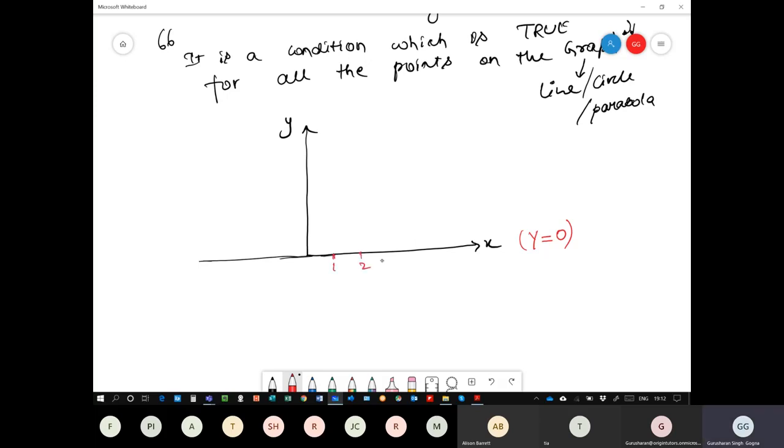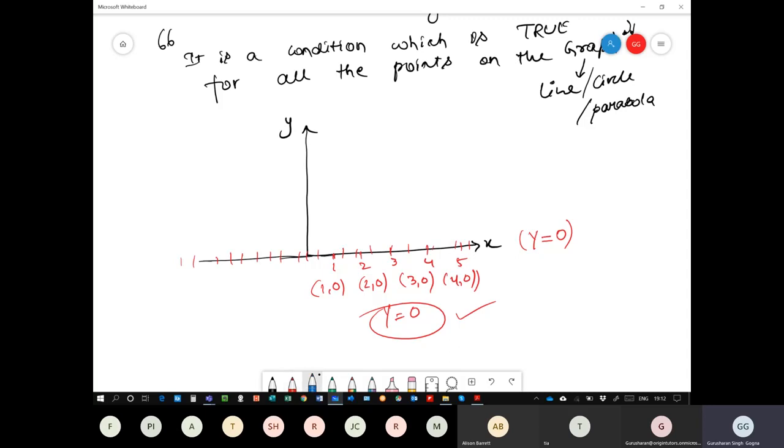Because if you consider any point on this x-axis, what you will notice is that the y coordinate of all these points is 0. So y equal to 0 is a condition which is true for any point on the x-axis. It's a common condition for all of them. Okay, so that's why this represents the equation of the x-axis.